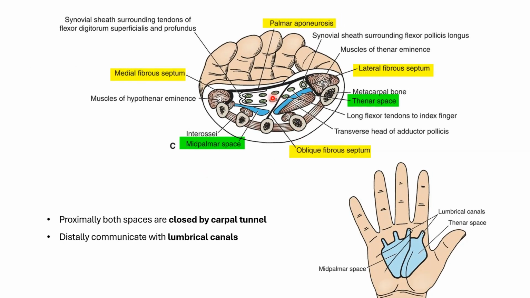You can see these are the boundaries. This is the palmar aponeurosis and this is the lateral fibrous septum. It extends from the palmar aponeurosis to the first metacarpal. And this is the medial fibrous septum, extending from the palmar aponeurosis to the fifth metacarpal. And this is the oblique fibrous septum, extending from the palmar aponeurosis to the third metacarpal. And this is the thenar space on the lateral side and this is the mid palmar space on the medial side.